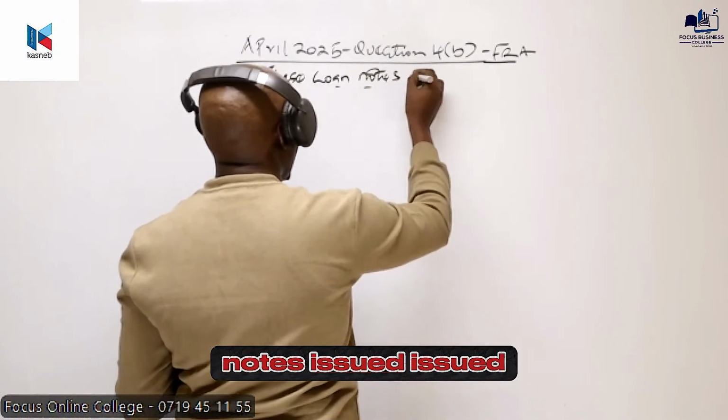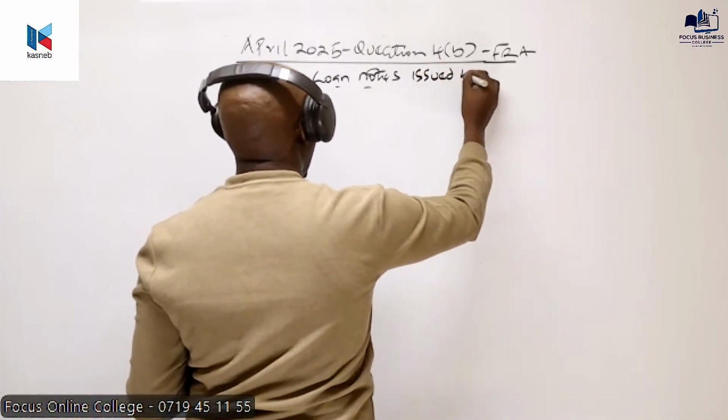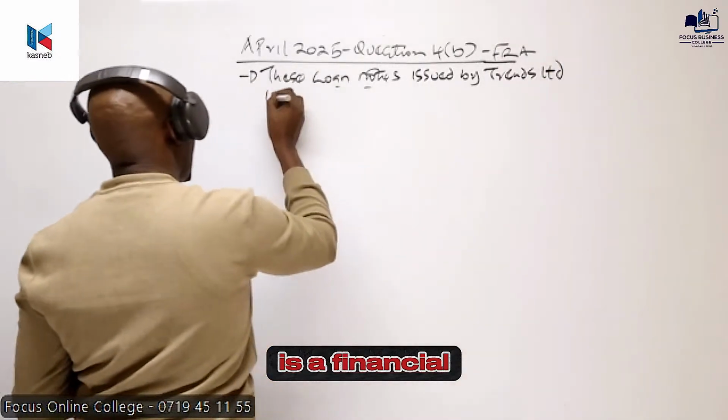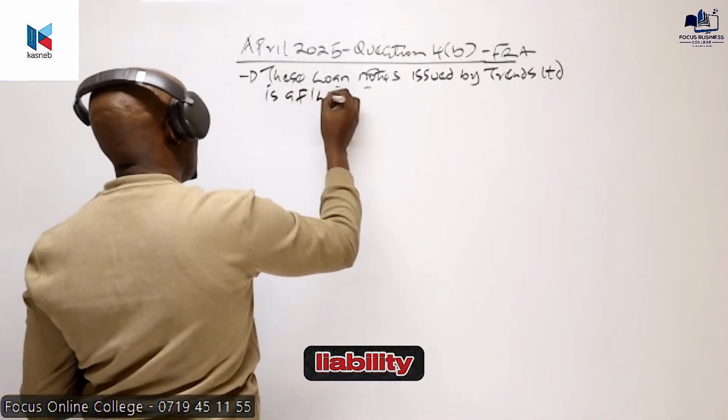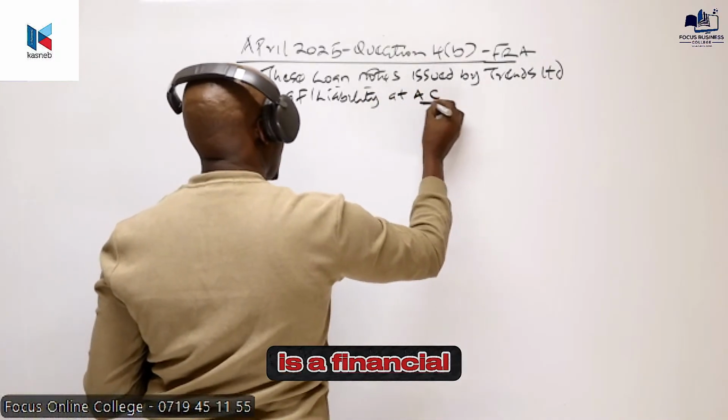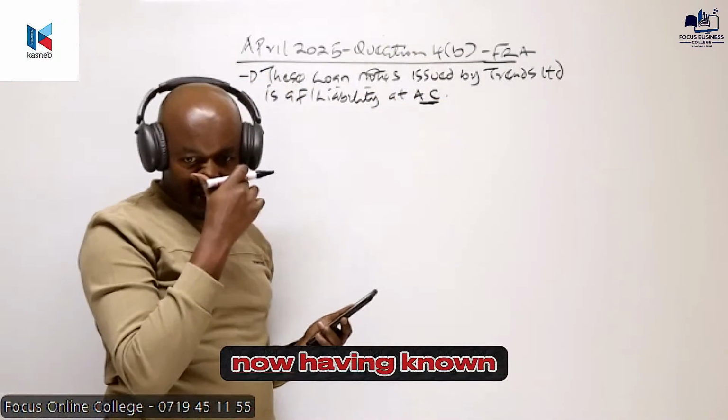Here we can say these loan notes issued by Trades Limited is what? Is a financial liability at what? At amortized cost. Is a financial liability at amortized cost.